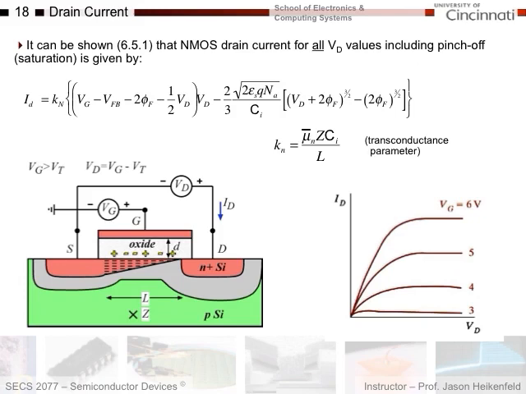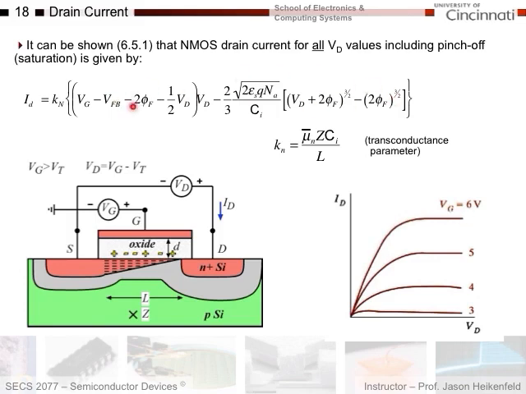Now, if you want to look at your current for all drain voltages, both the linear and saturation regimes, it can be shown that you can derive the following equation. I know this looks kind of messy, but it's not bad. You could plug it in. Once you've plugged it into Excel or some kind of MATLAB or other modeling tool, you can just use it as desired. And so it basically predicts both the linear region and the pinch-off saturation region as well. So it captures both of them, which is pretty nice.